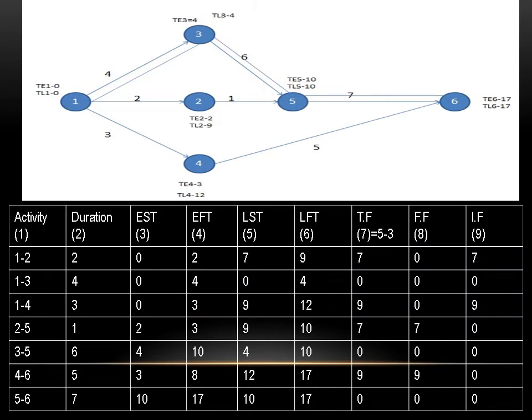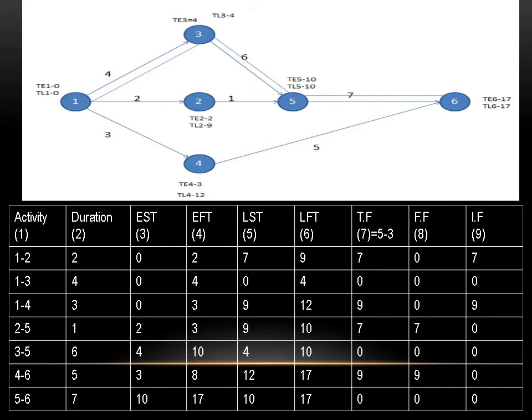Okay, this was a diagram which we completed just now. We will draw a table determining the EST. This EST is equal to earliest start time. Write this: EST, earliest start time; EFT, earliest finish time; LST, latest start time; LFT, latest finish time; TF, write as total float; FF, free float; IF, independent float.